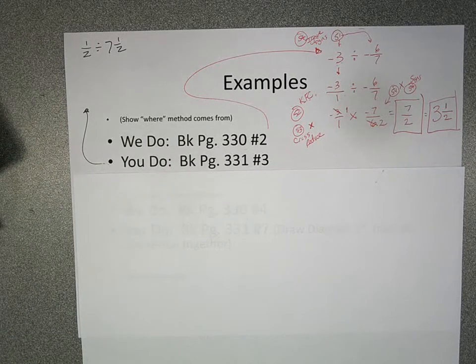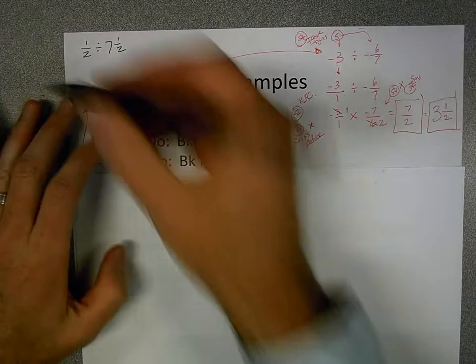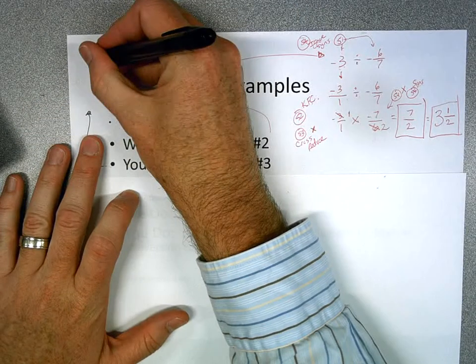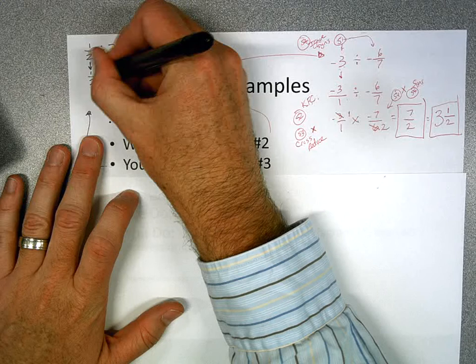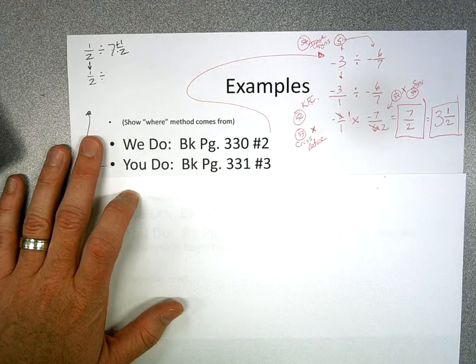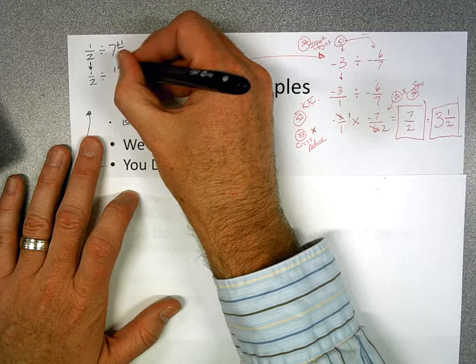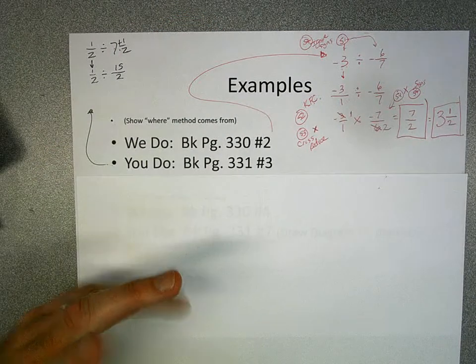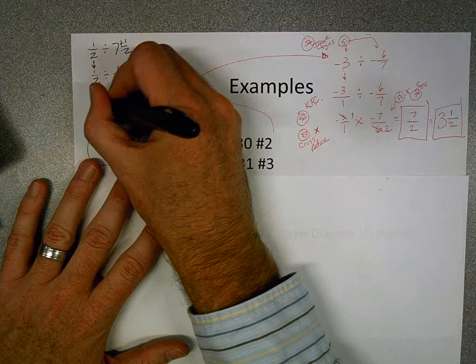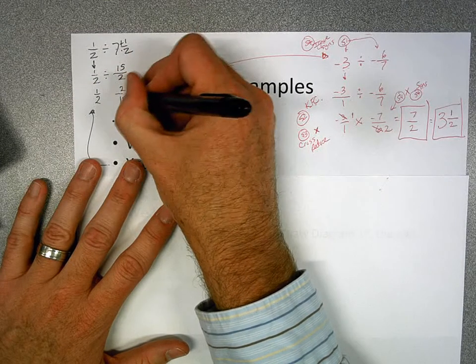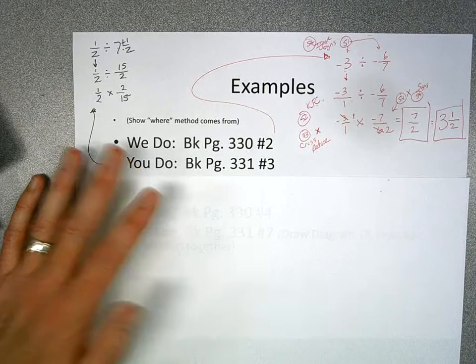Here we go. Here's what you should have had. First off, this isn't a whole number, it's a mixed number. I need to convert it. So 1/2 is ready to go, but 7 and 1/2 is not. 2 times 7 is 14, plus 1 is 15. So we have 15 halves. And now, KFC. So I go 1/2. I keep my first, flip my second, which becomes 2/15, and change my sign to multiplication.